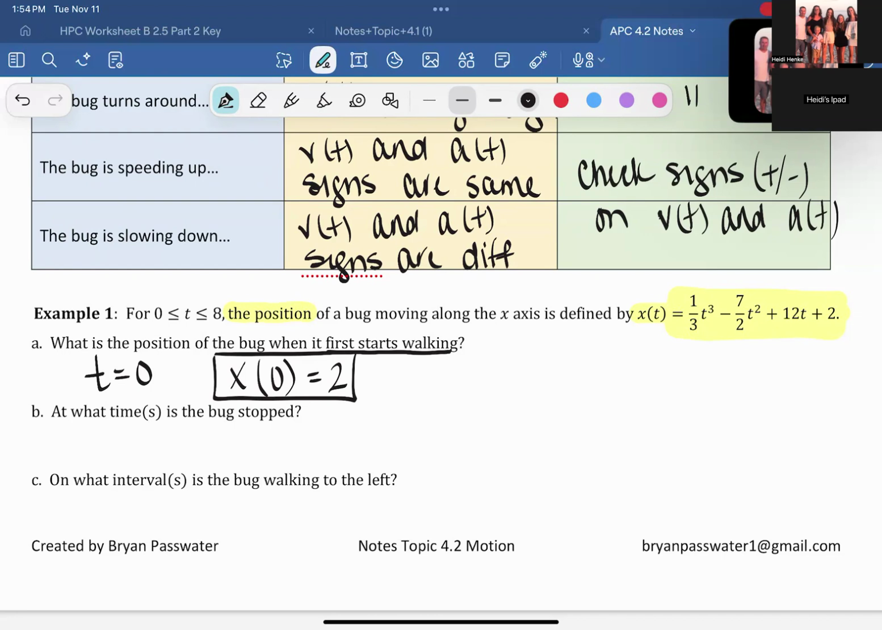So think about a number line. If your bug is walking on this number line, then here is where your bug starts. We don't know if he's going to move to the left or to the right, but I know he starts there.